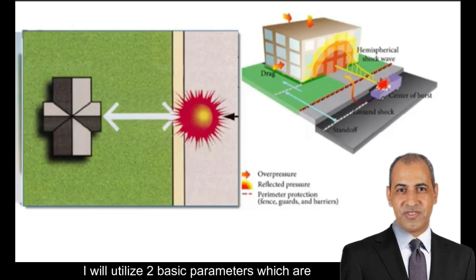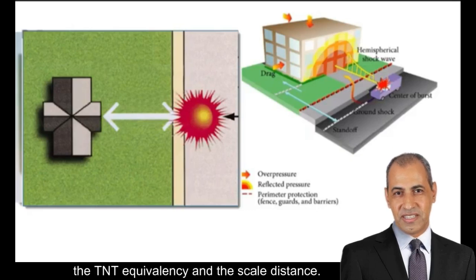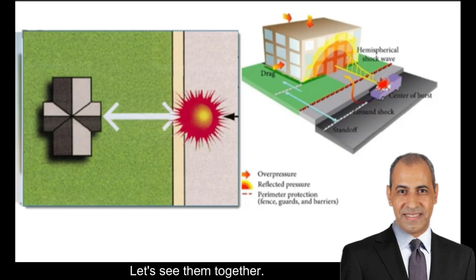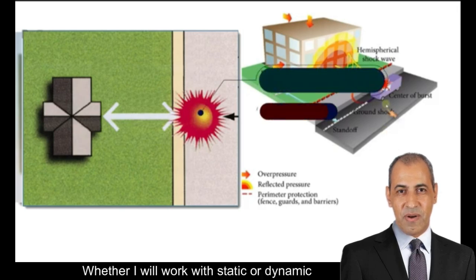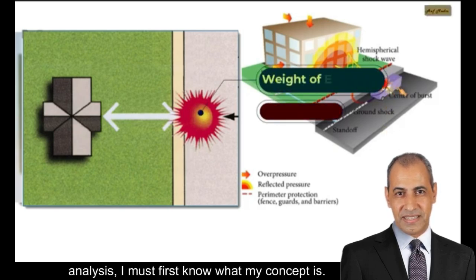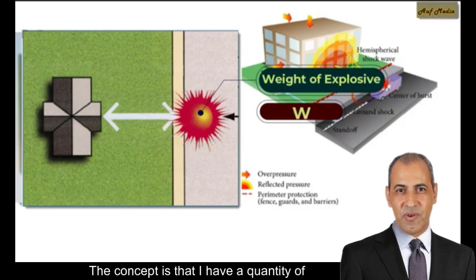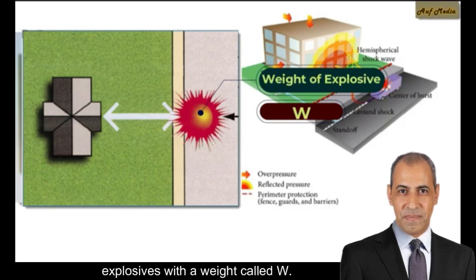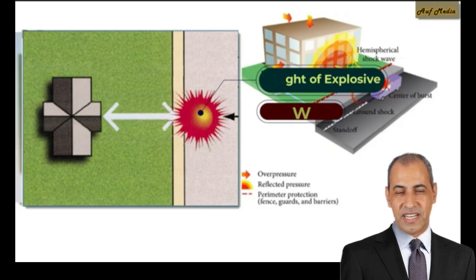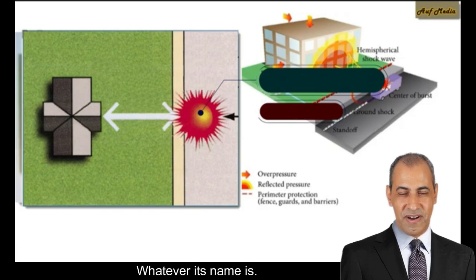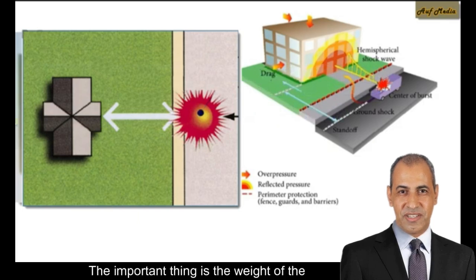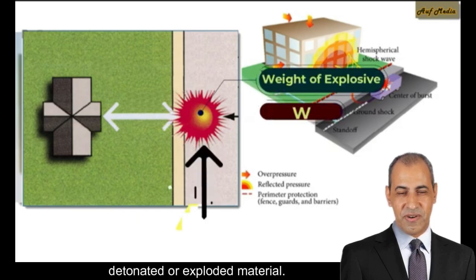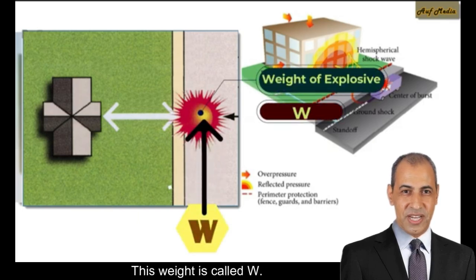I will utilize two basic parameters, which are the TNT equivalency and the scale distance. First, I must know them. Let's see them together. Whether I will work with static or dynamic analysis, I must first know what my concept is. The concept is that I have a quantity of explosives with a weight called W. Its weight is called W regardless of the type of explosive material, either TNT, C4, or ANFO, whatever its name is. The important thing is the weight of the detonated or exploded material. This weight is called W.